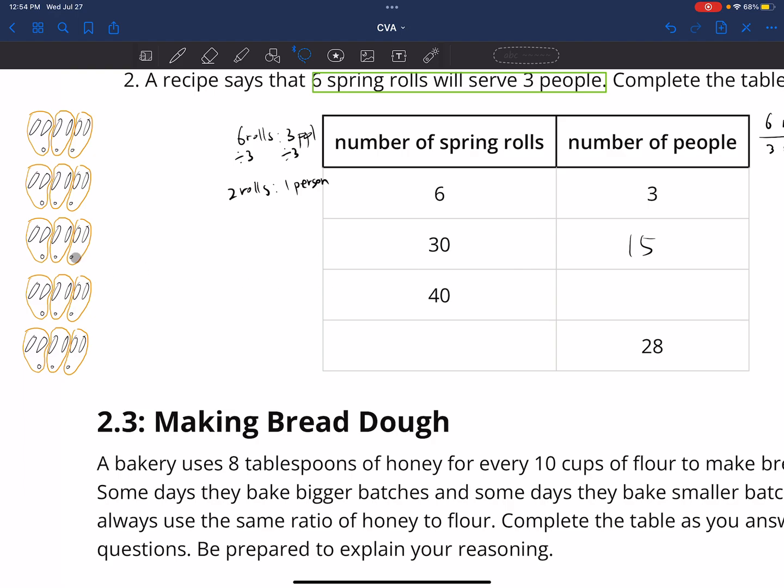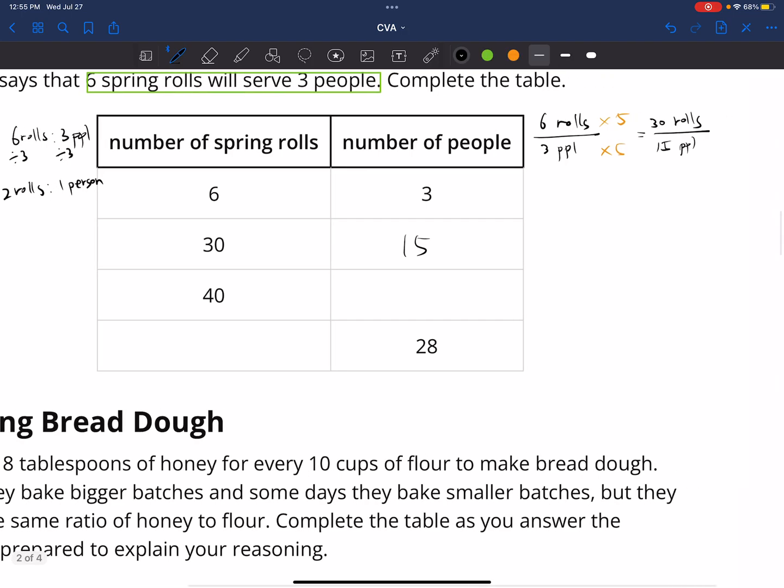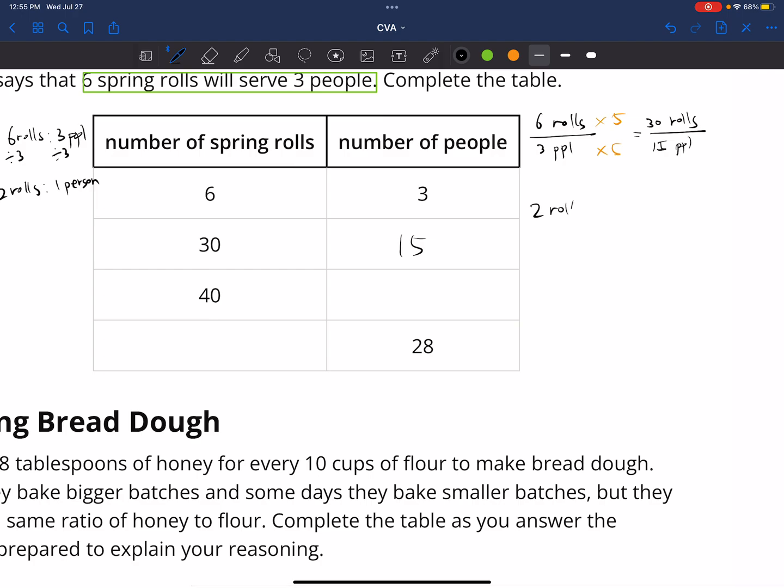And now let's take a look at the number of spring rolls with 40, right? 40 spring rolls. So what I'm gonna do is use this one because it's just more simple. I'm gonna do 2 rolls. So 2 rolls is equal to 1 person. Which means that if I have 40 spring rolls, 2 times what is equal to 40? 2 times 20 is equal to 40, right?